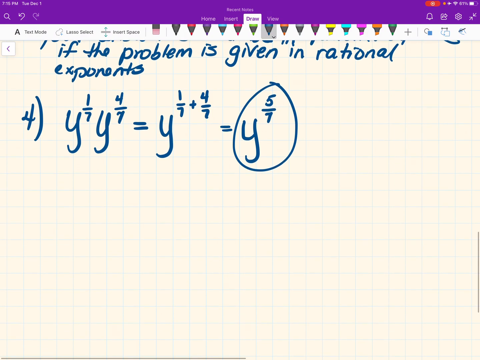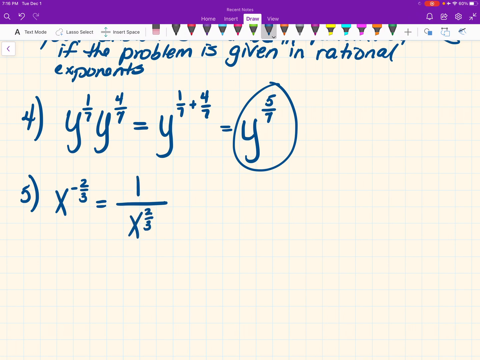Okay? Number 5, x to the negative 2/3. You should immediately know there's a problem here. The problem is that negative. That cannot stay. So really this is 1 over x to the 2/3. The next thing you need to see is we cannot have a fractional exponent in the denominator because that's really a radical. So we need this to be x to the first power. Well, I have x to the 2/3 power. How many more thirds do we need to make this 3/3? Well, we need another 1/3.